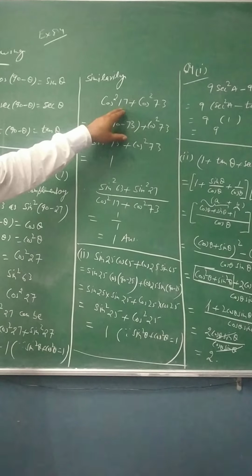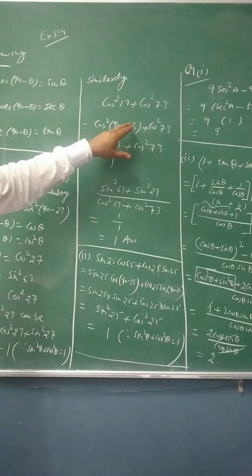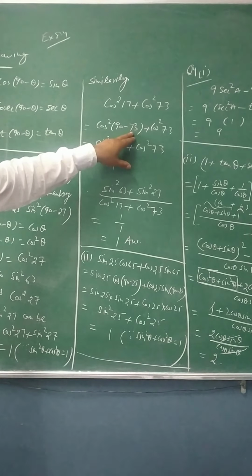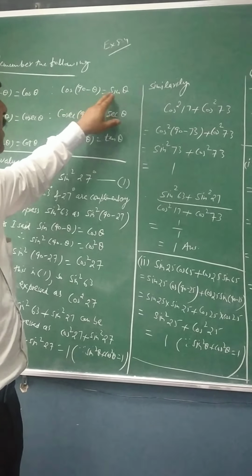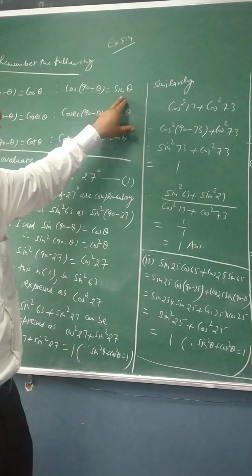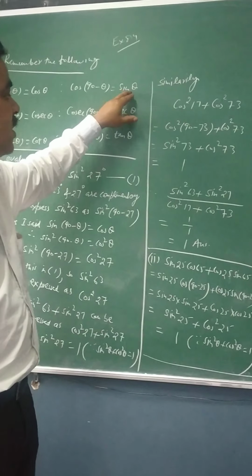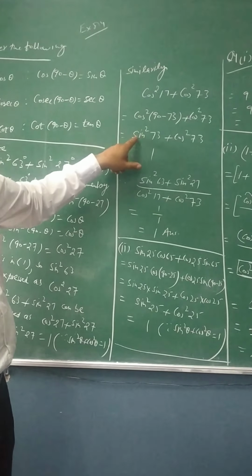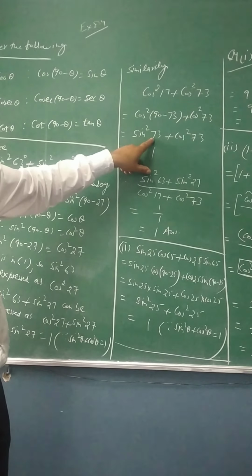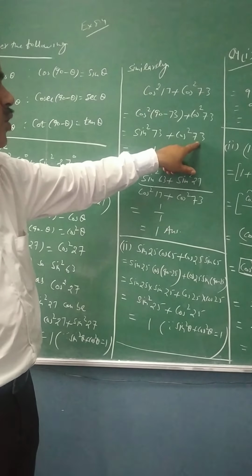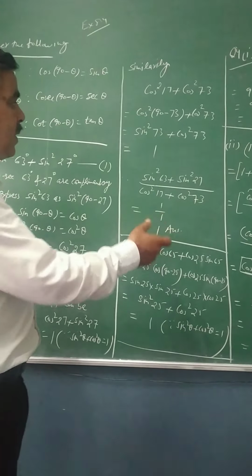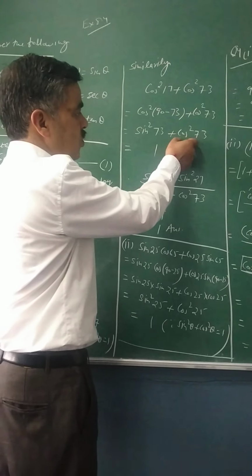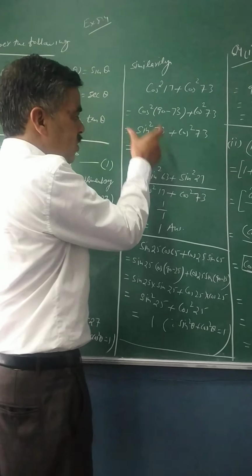So I have expressed cos square 17 in terms of its complement, 90 minus 73. And I said cos 90 minus theta is equal to what? Sin theta. So cos square 90 minus theta will be equal to sin square theta. So cos square 90 minus 73 will be equal to what? Sin square 73. And already there it is cos square 73. Again I am back to sin square theta plus cos square theta. So that is equal to what?